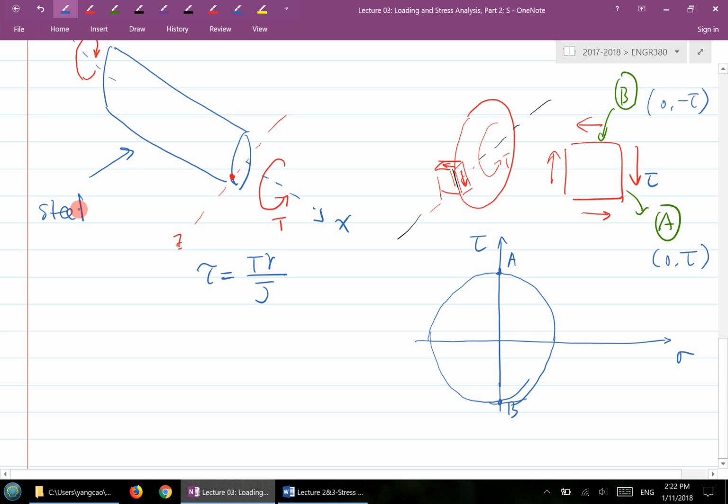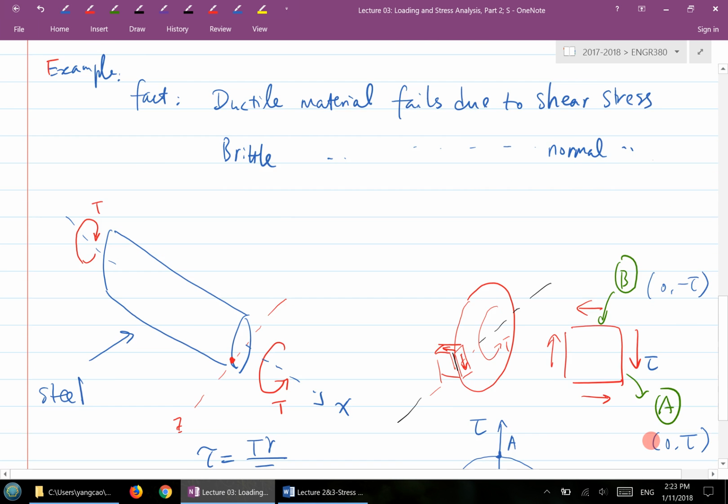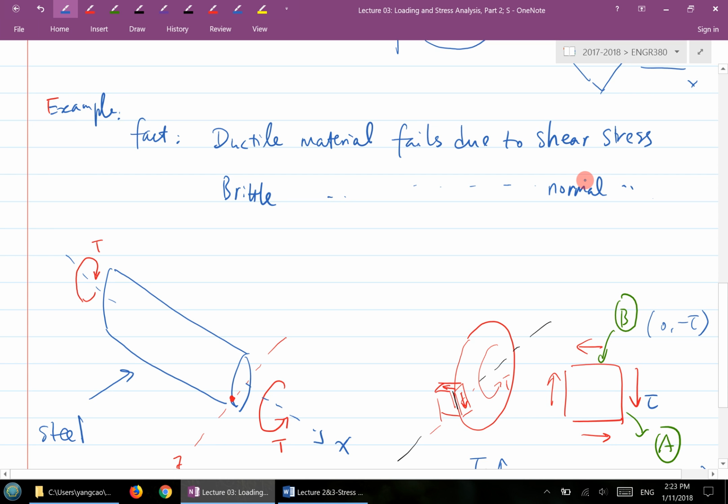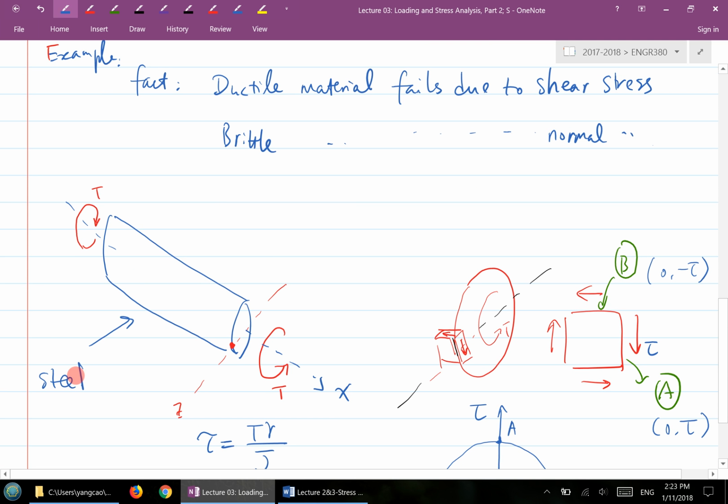So we need to look at which cross section the bar or the material will be subject to the maximum normal stress. In this case, we know that the principal normal stress is either here or here, right? Oh, right. So sorry, let's consider this is a brittle material. I actually meant the brittle one here. So you're right. So let's look at the brittle one here, right?